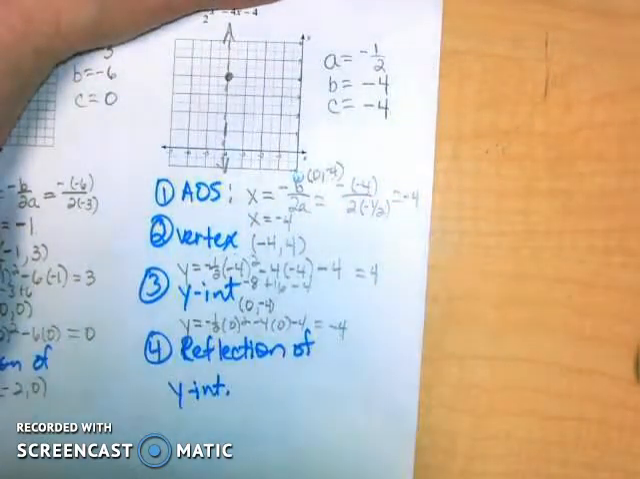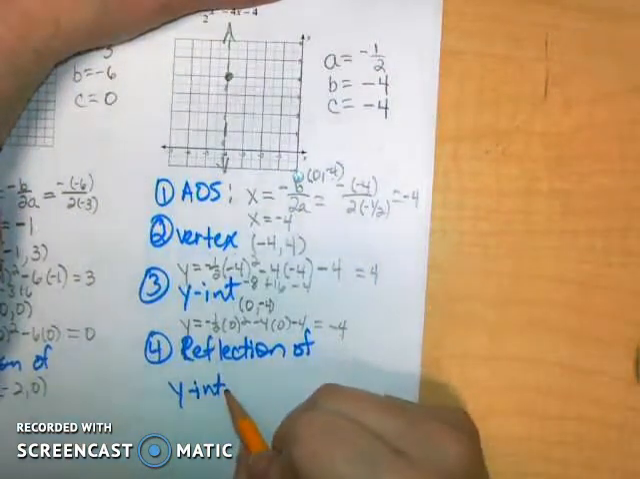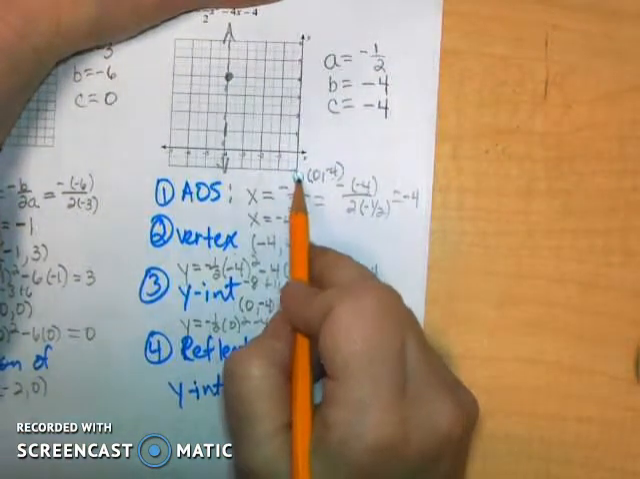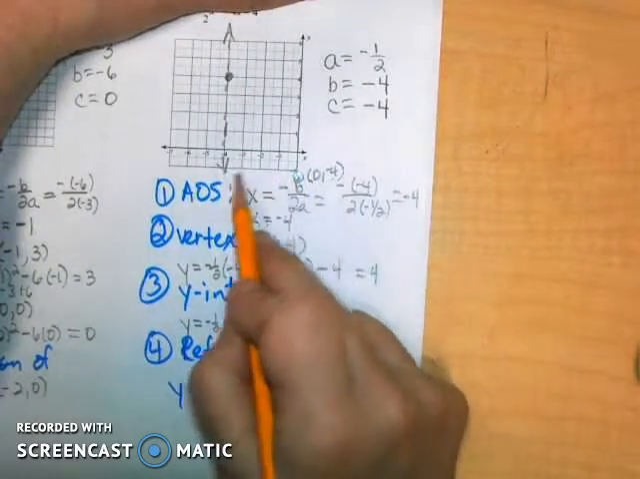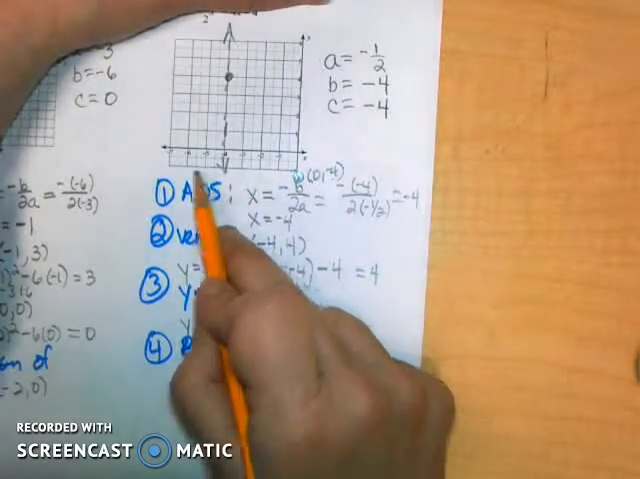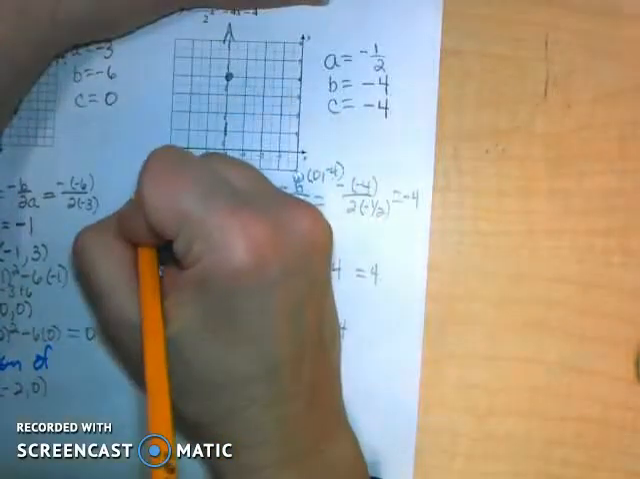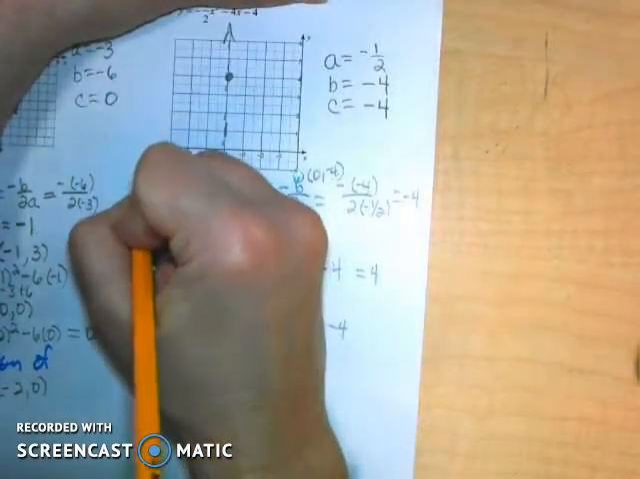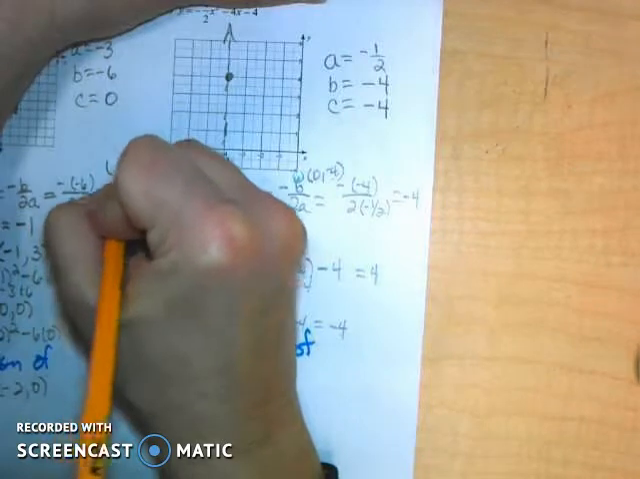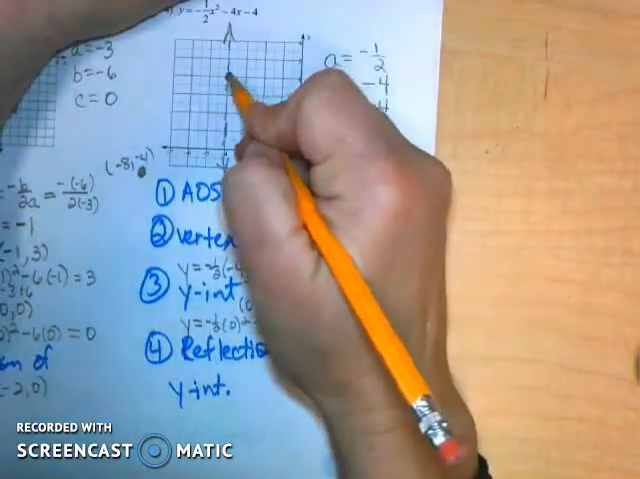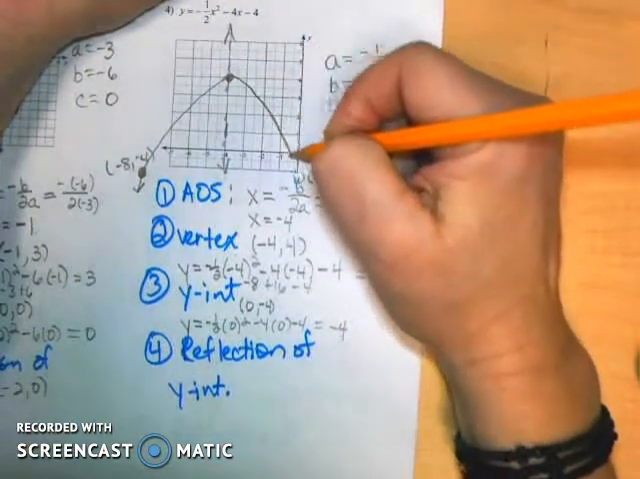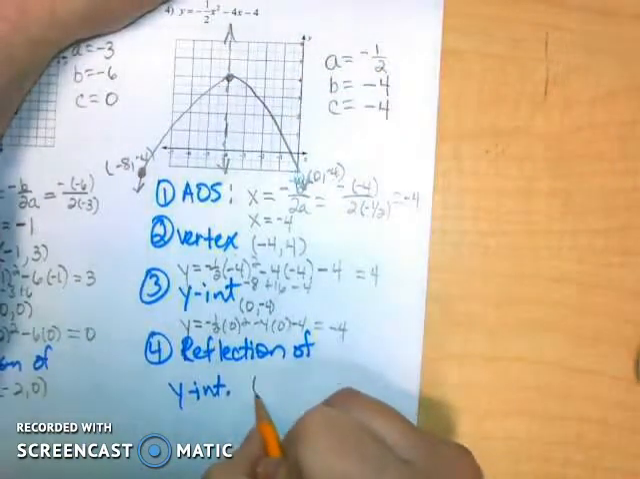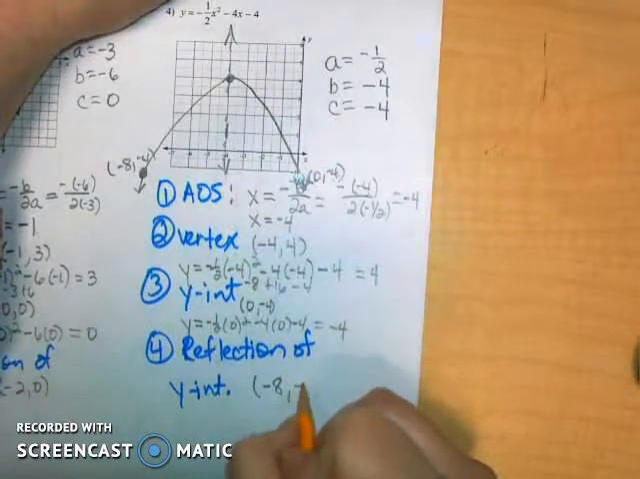That's it right there. The reflection of that is the same distance away from the axis of symmetry, but on the other side. This is 4 units away, so I need to go 4 units out to the other side. It's going to have the same y value. That'll be negative 8, negative 4 for my reflection point. So it'll go like this. So that's going to be negative 8, negative 4.